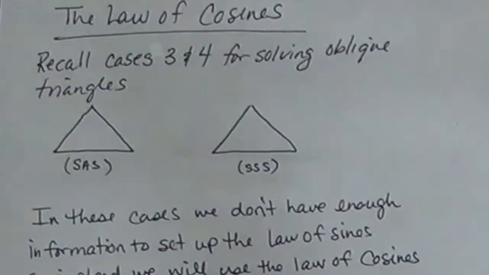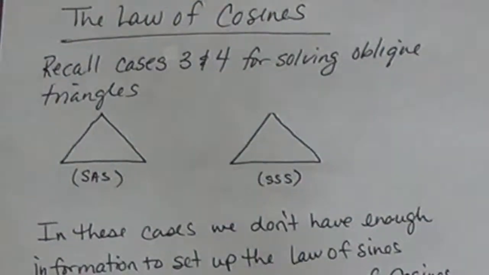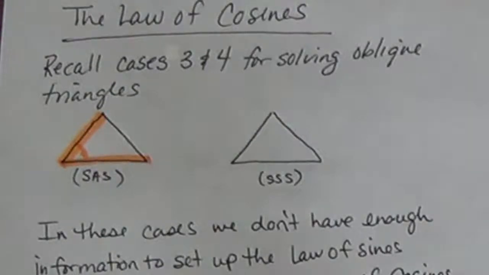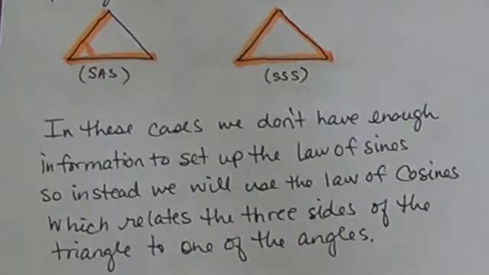In this video, we're going to look at the law of cosines. If you can, recall cases 3 and 4 for solving oblique triangles. We talked about these when we looked at the law of sines, and just to remind you what those were, they were the cases where we had two sides and an included angle, so we were looking at a side angle side, or the fourth case was when we had all three sides, and we called this the side, side, side. In these cases, we don't have enough information to set up the law of sines.